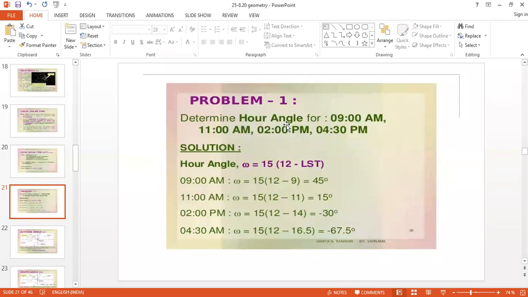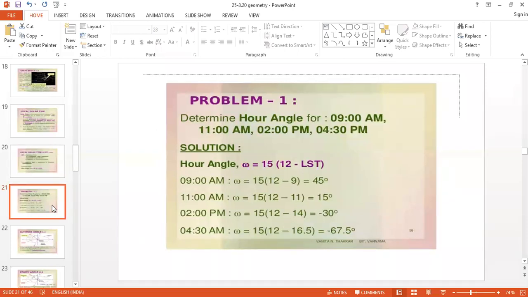And also determine the hour angle for 11 a.m. Omega equals 15 into (12 minus LST). LST here means 11, so 12 minus 11 is 1, and 1 into 15 is 15 degrees. So omega equals 15 degrees. And determine the hour angle for 2 p.m. So 2 p.m. means 14. Omega equals 15 into (12 minus 14), that means minus 30 degrees.